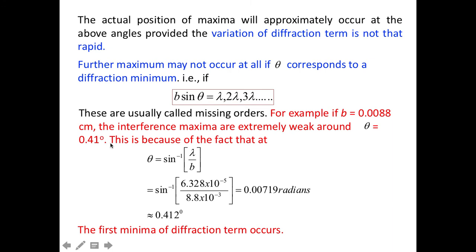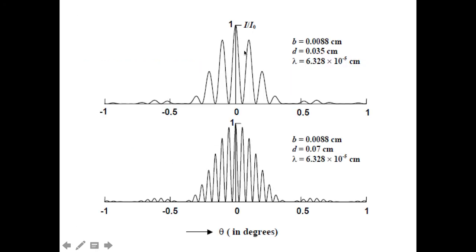So we can calculate this. If you calculate theta, theta is equal to sine inverse of lambda by b. So if you know the wavelength, and if you know the width of the slit, you can easily calculate the angle theta. That is where the first minimum of the diffraction term occurs. So you can see this in this image.